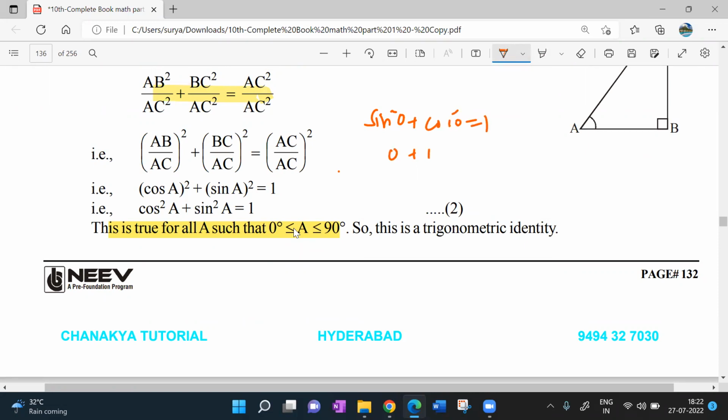Sin 0 is 0, cos 0 is 1. 1 is equal to 1 or not? Getting my point? Now, I took theta value 0 here.